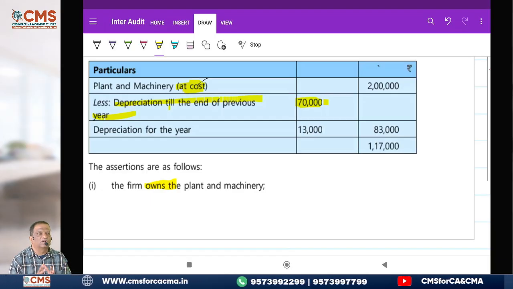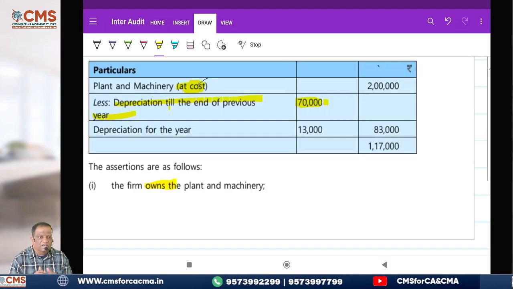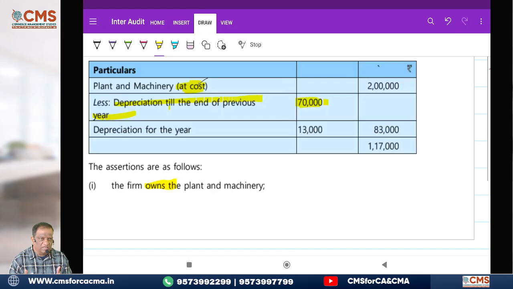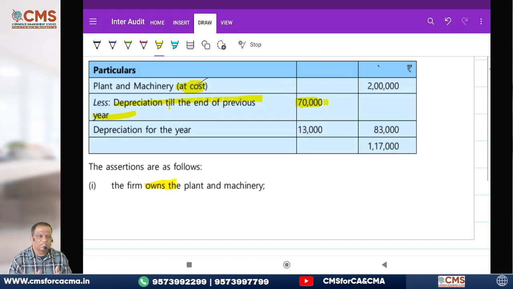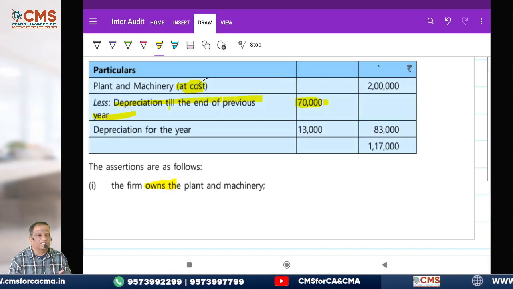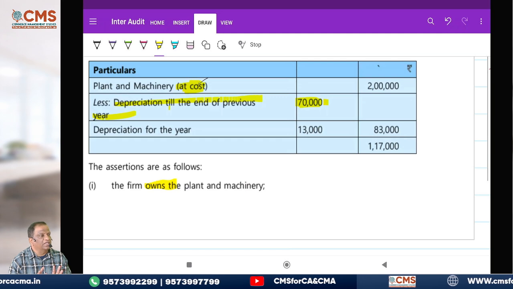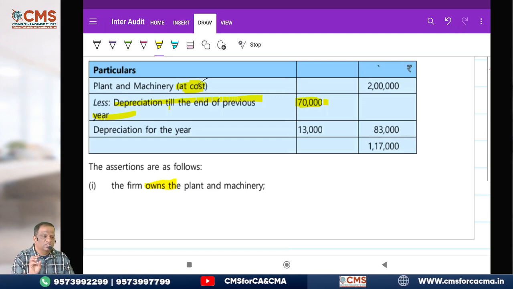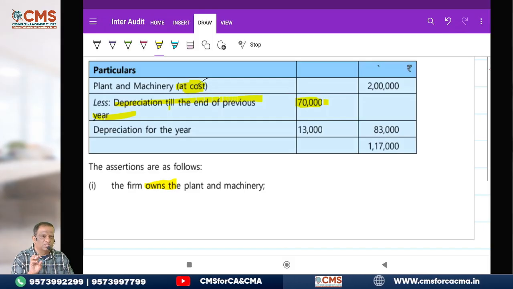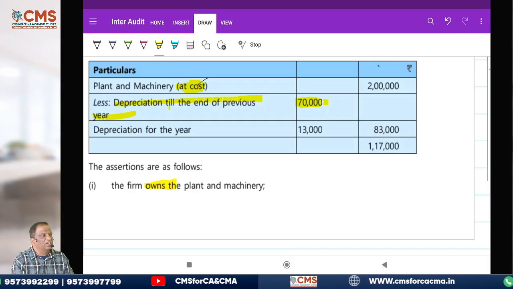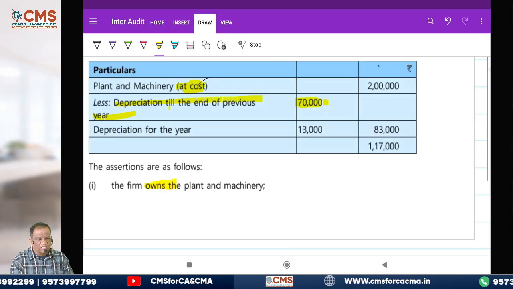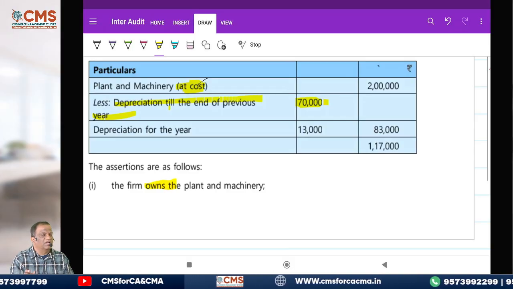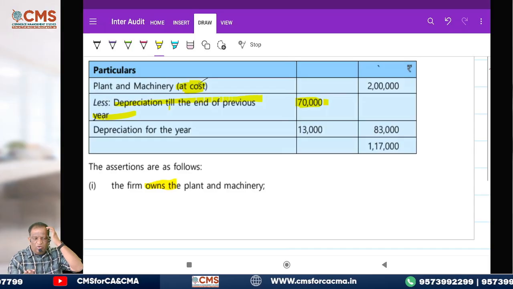So these are what assertions. That is, they are saying without saying. They wanted to make a representation, but without giving anything in writing. That is why these assertions, the representation the management is giving, are already embedded in the financials. It is implied, or some of it is explicit, like the value of 2 lakh and all that. Some of them are implied. Company is the owner. So that is what the assertions are.